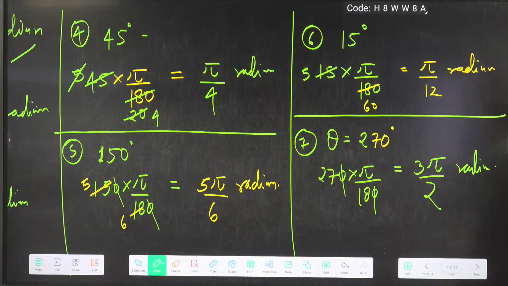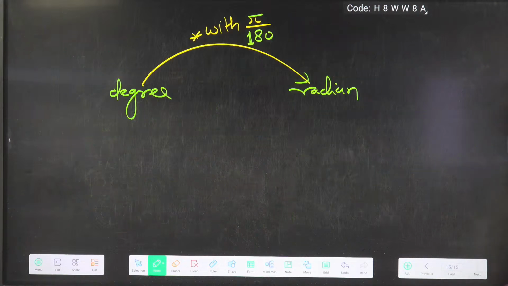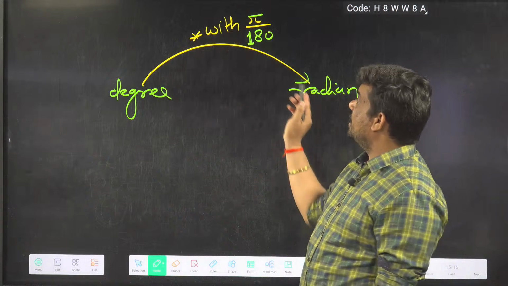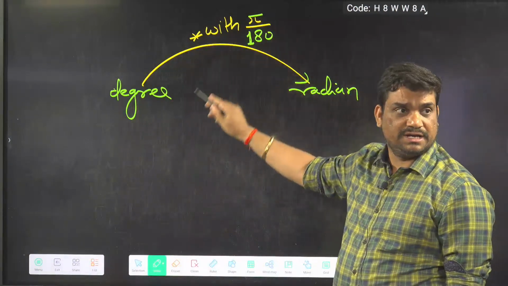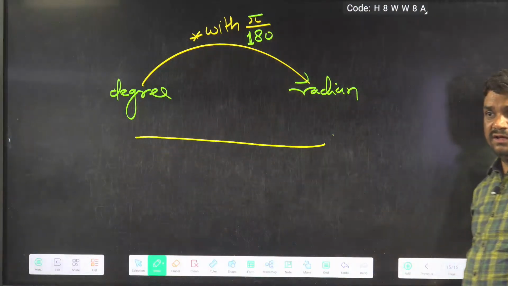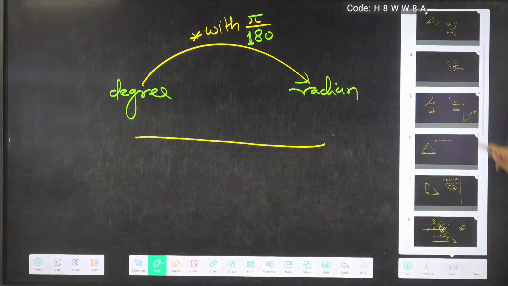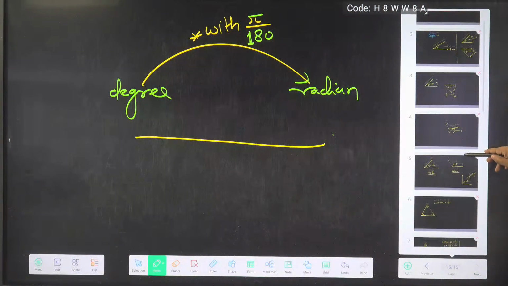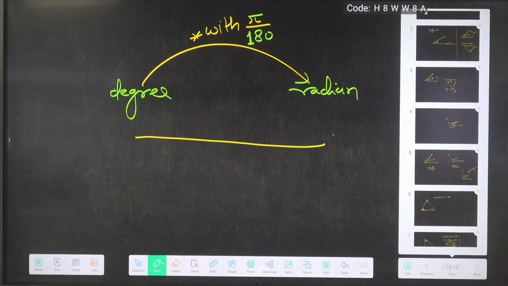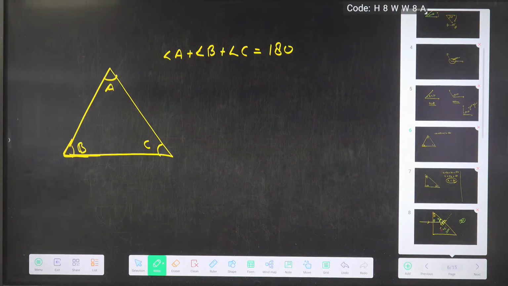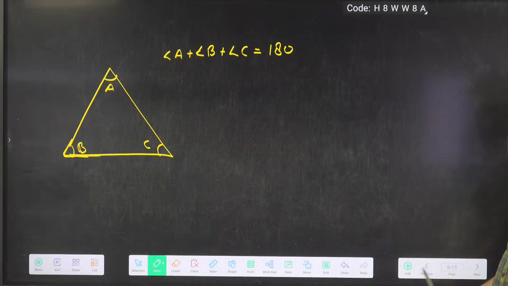In 30 seconds, at this point you can write that degree to radian, what you have to do? Multiply with the pi by 180. This is the formula that you have to write. We started the class with the angles. I told you, clockwise we will take negative, anti-clockwise we will take positive, and then we have seen the summation in the triangle is basically 180 degree.